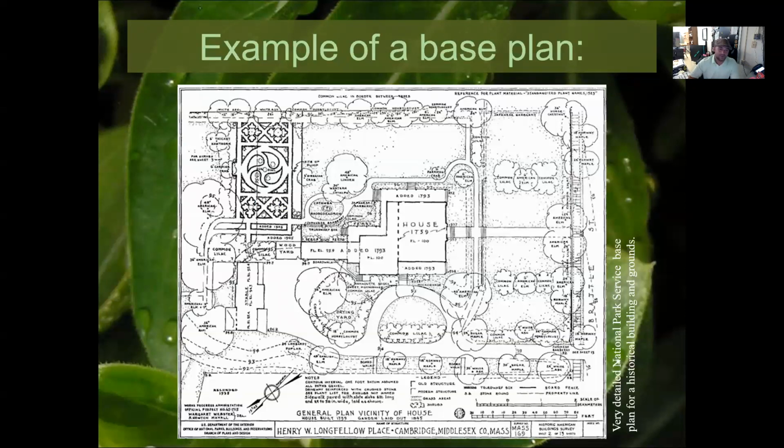So, an example of a base plan here. We have a lot of stuff going on. If we take a look right here in the middle, we have our house. We have some lilacs down here. We have our pathways, a sidewalk leading out from the house with some steps. We have a lot of different stuff going on. We have a nice garden up here.